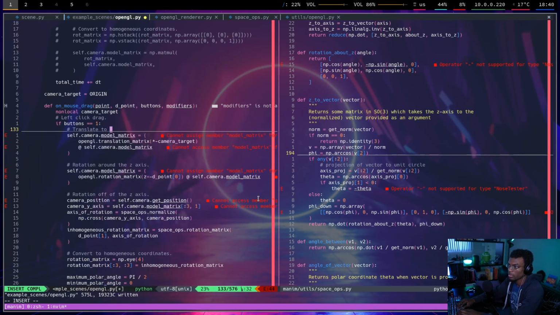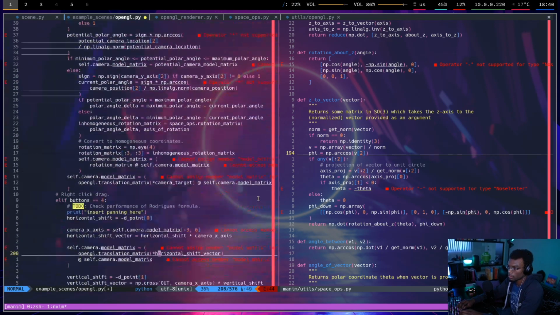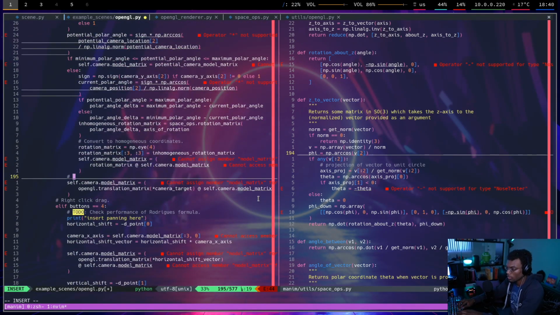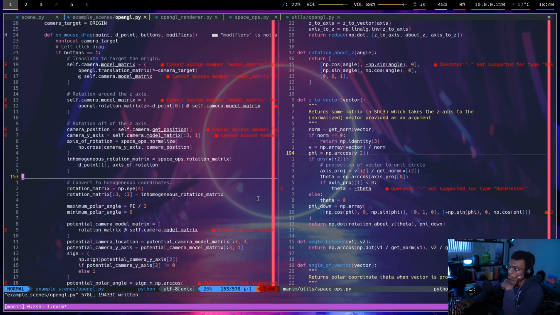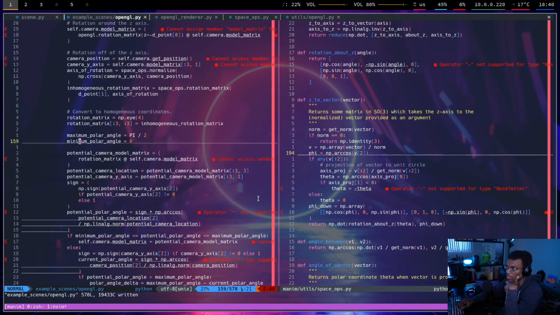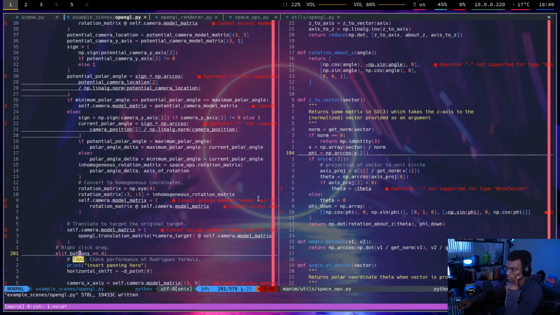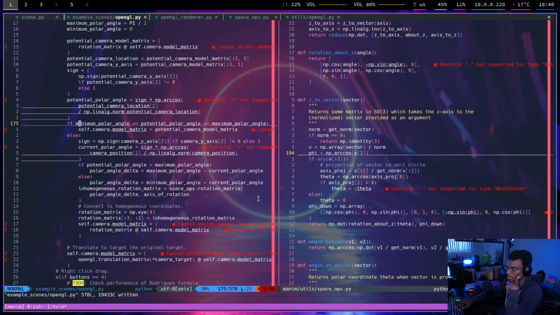To say translate to target the origin. Translate to target the original target. Other than that, I just rotate around the z-axis normally. Rotation off of the z-axis, the polar angle, seems like it's more complicated than it needs to be. Although a lot of the logic is just dealing with minimum angles and maximum angles, so I think that's okay.